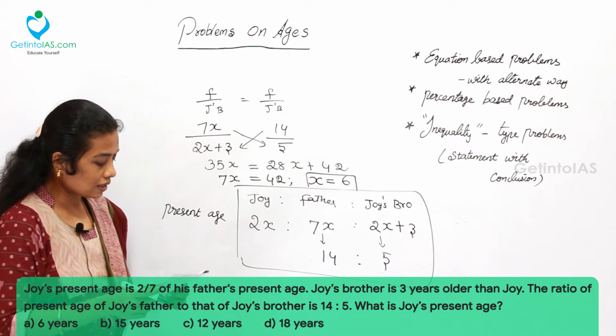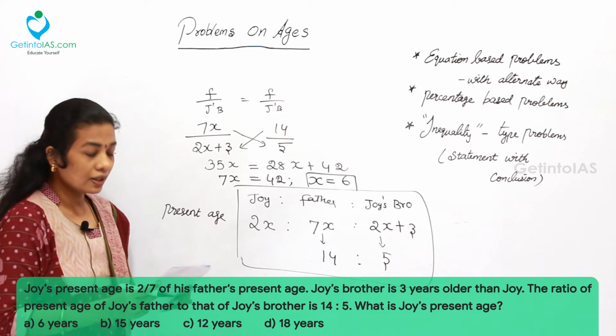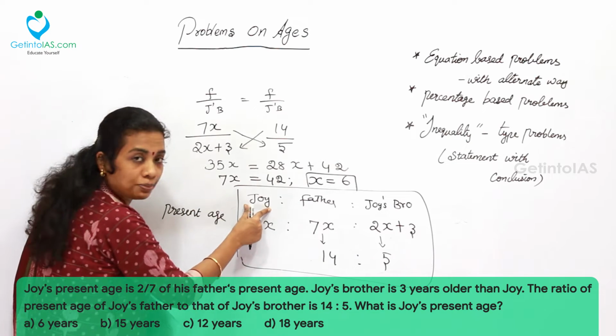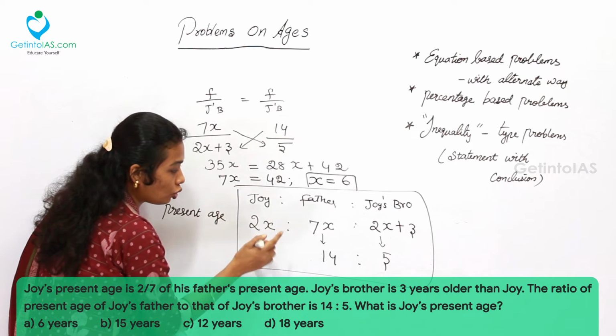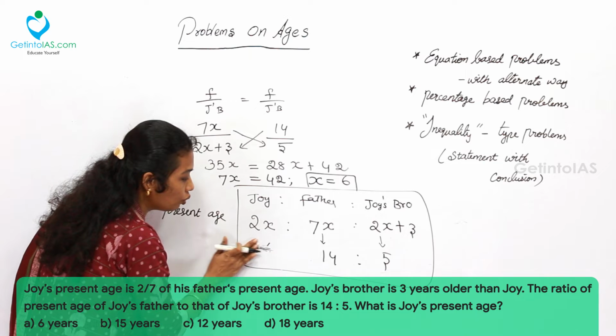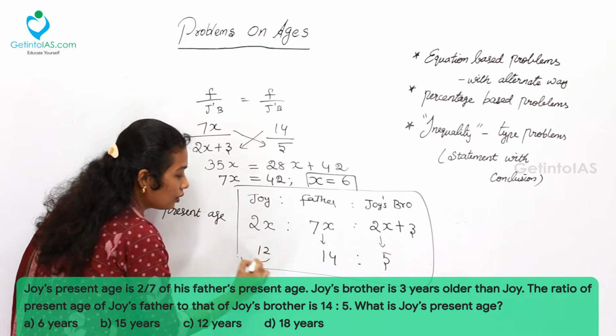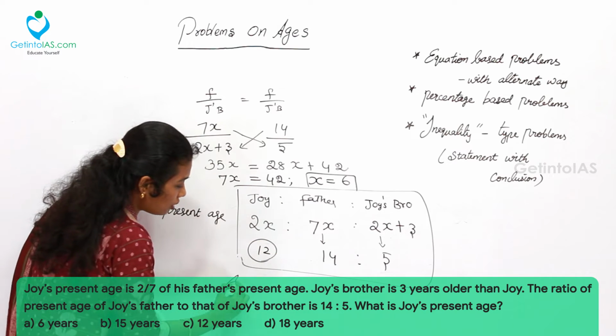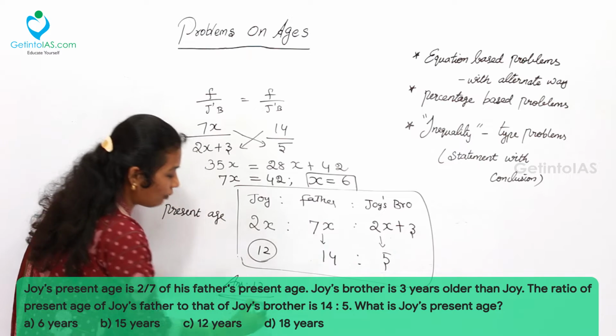The question is asking about Joy's present age. Simply take Joy's present age and substitute x over here: 2 into 6, which is equal to 12. So the answer to the question is: Joy's present age is 12.